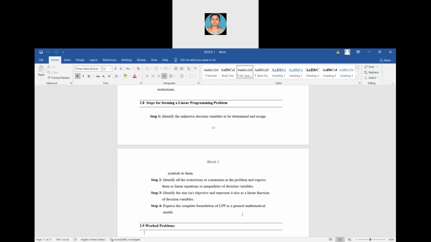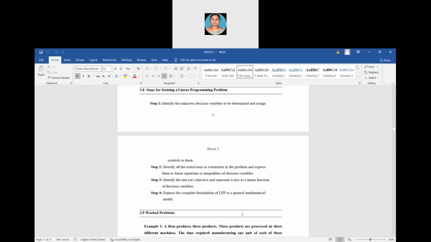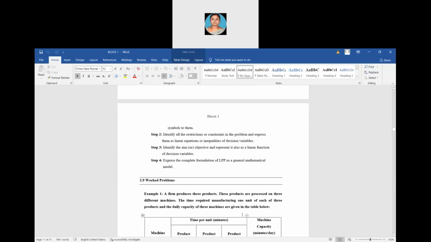So whatever may be, we can find the solution for that by using the linear programming problem. The next step is to identify the aim or objective and represent it also as a linear function of decision variables. Everything we can find in terms of decision variables. And finally, express the complete formulation of LPP as a general mathematical model. So you have to finally formulate an LPP as a general mathematical model itself.